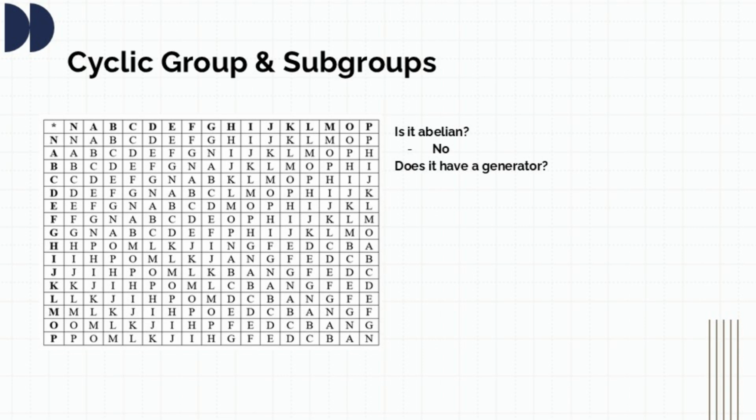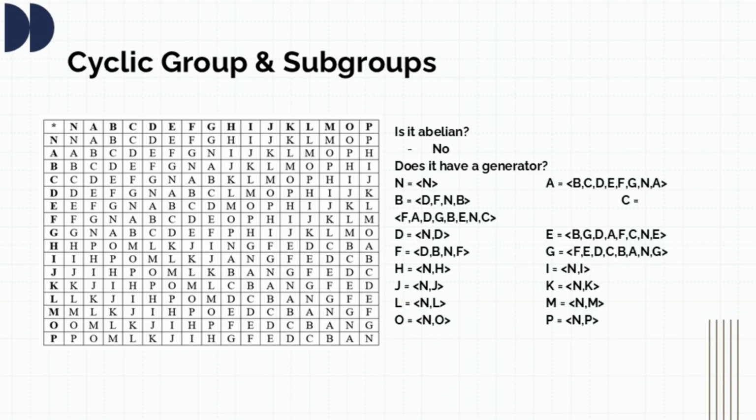So, let's now check if it has a generator. Here is the list of all the elements that are generated by an element. If you notice, there is no element that generates all the elements of the set. Therefore, there is no generator. Since we fail to satisfy both the conditions for a cyclic group, the group is not a cyclic group.